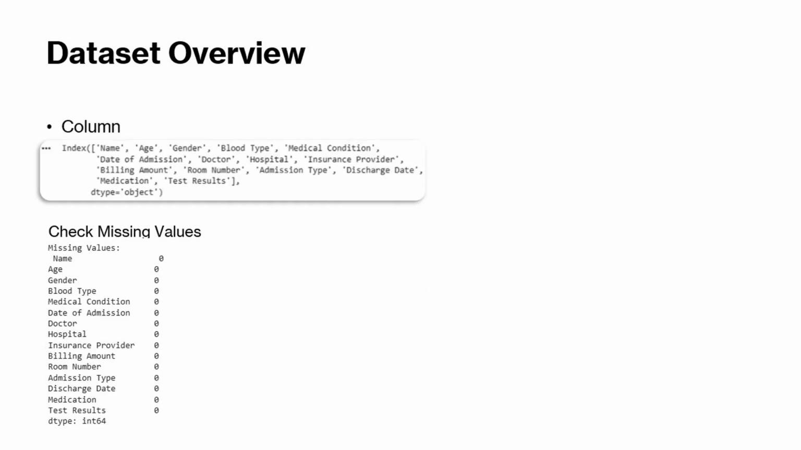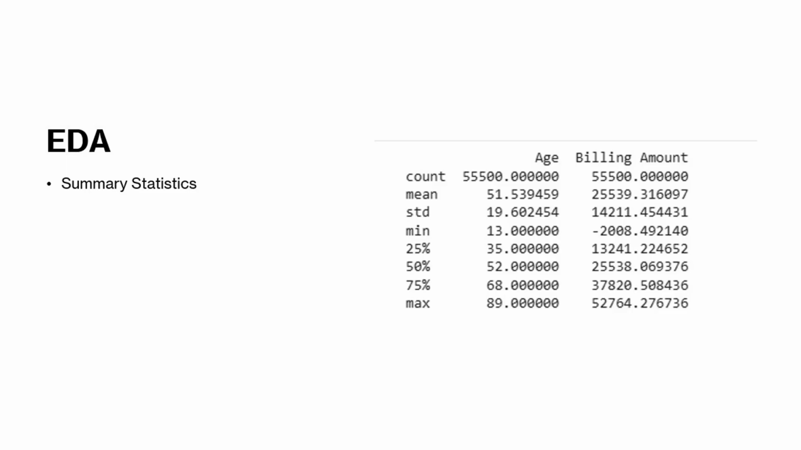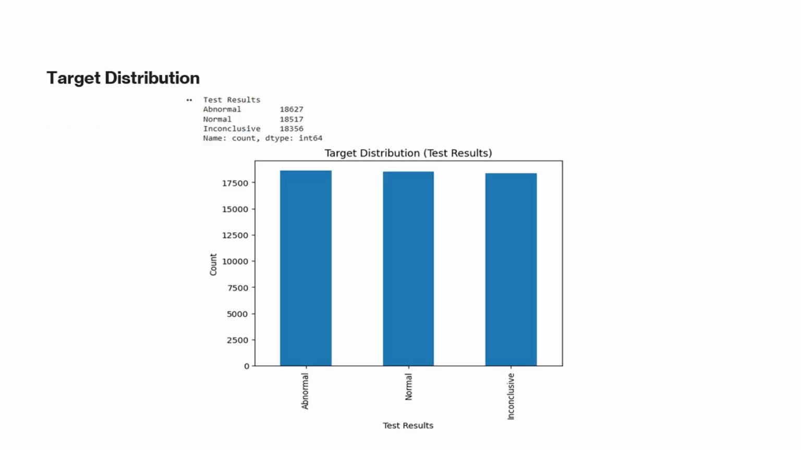The dataset includes features such as name, age, gender, blood type, medical condition, billing amount, and the target variable test result. I checked for missing values to ensure the data quality. That helps determine whether cleaning is needed before the modeling. This shows summary statistics like mean, minimum, and maximum values. For example, the average billing amount helps us understand the general distribution of the data. The target variable is test results, which has 3 classes: normal, abnormal, and inconclusive.